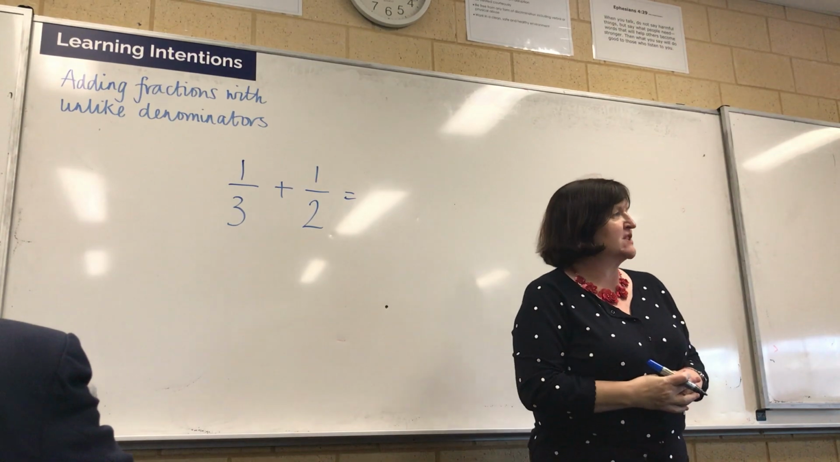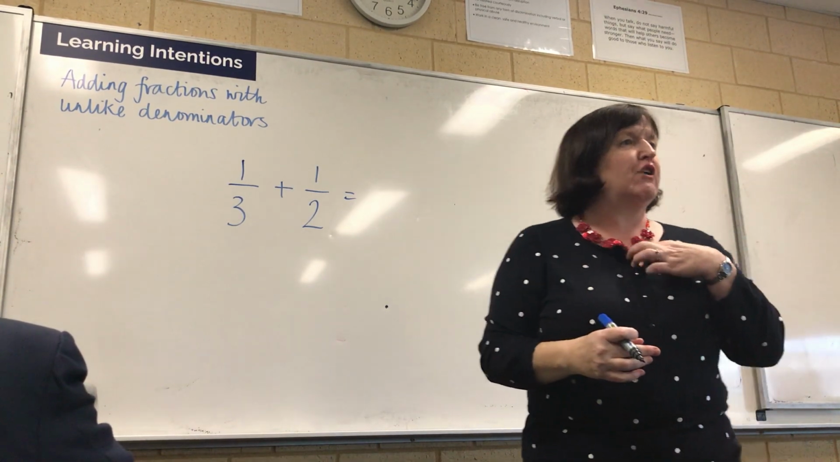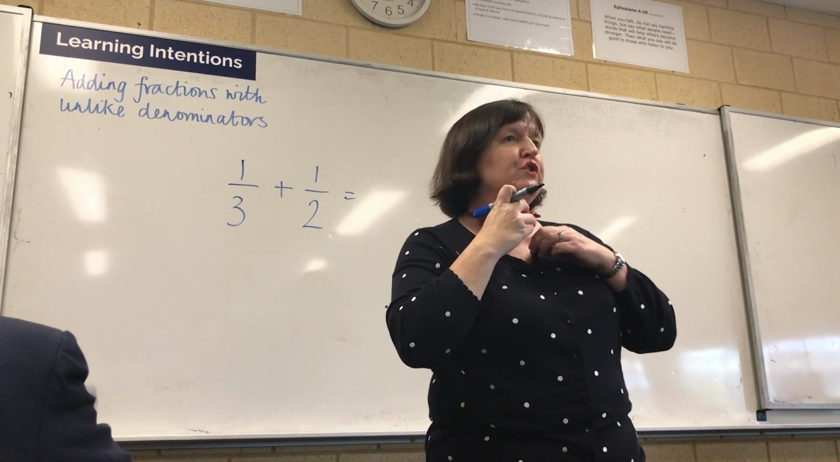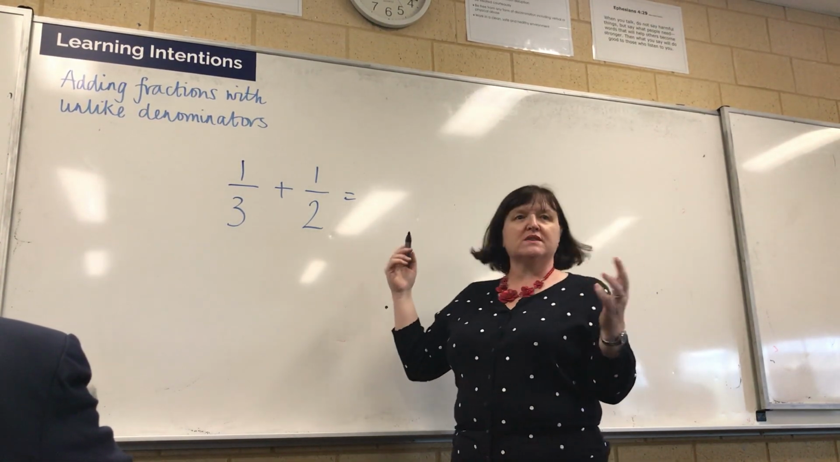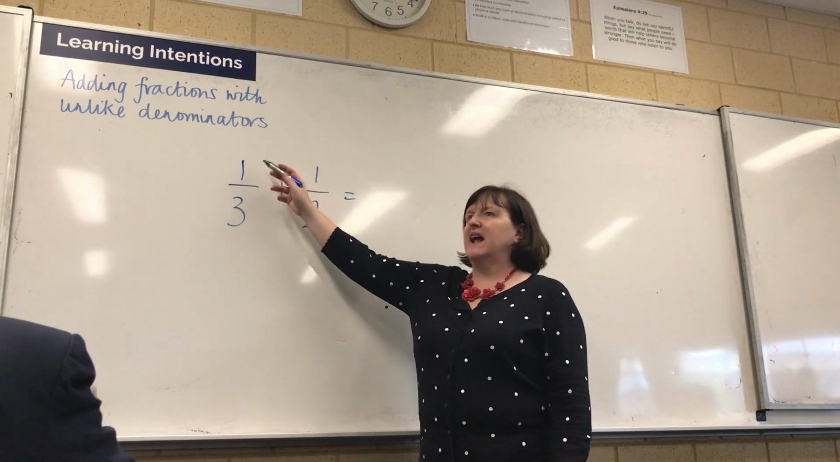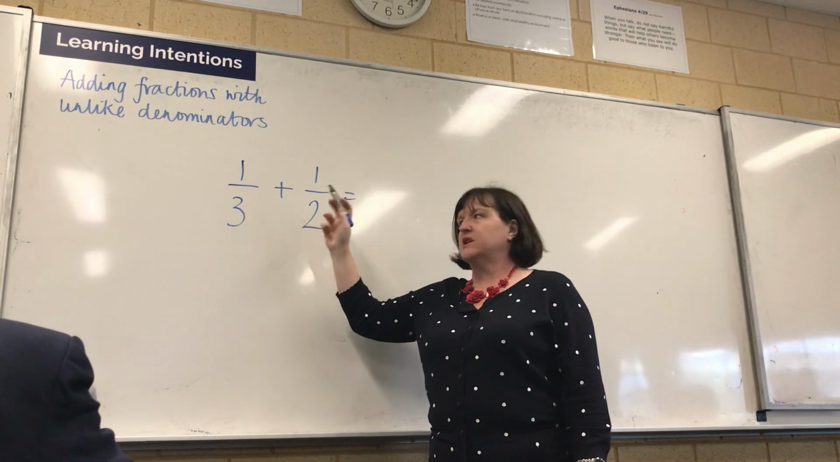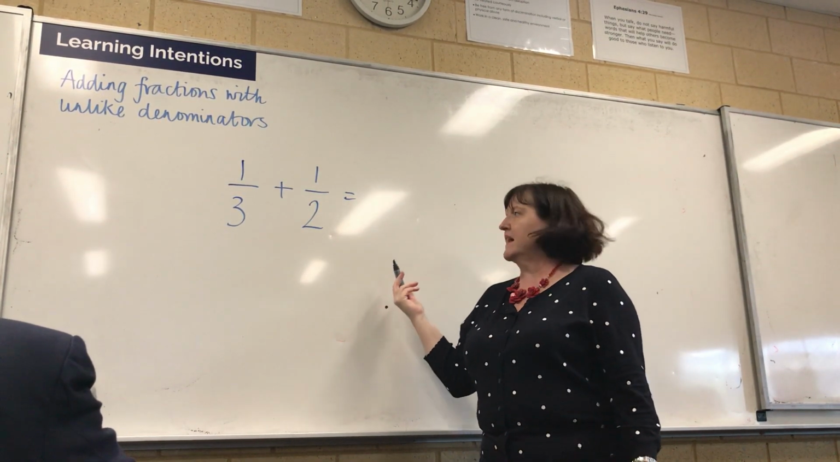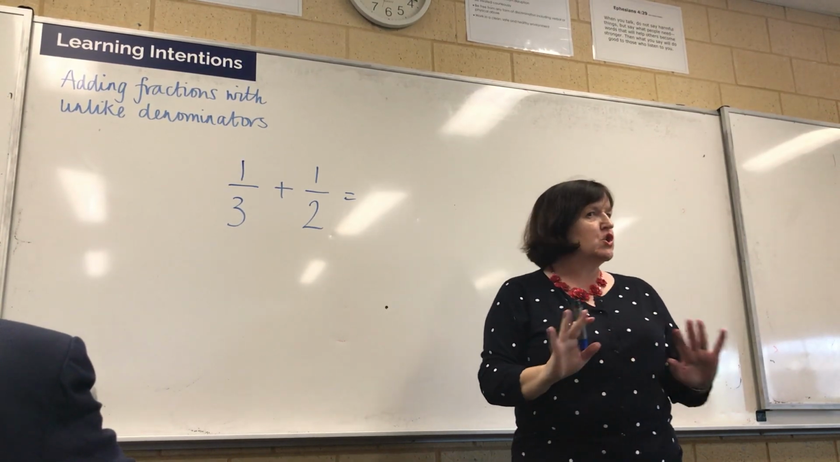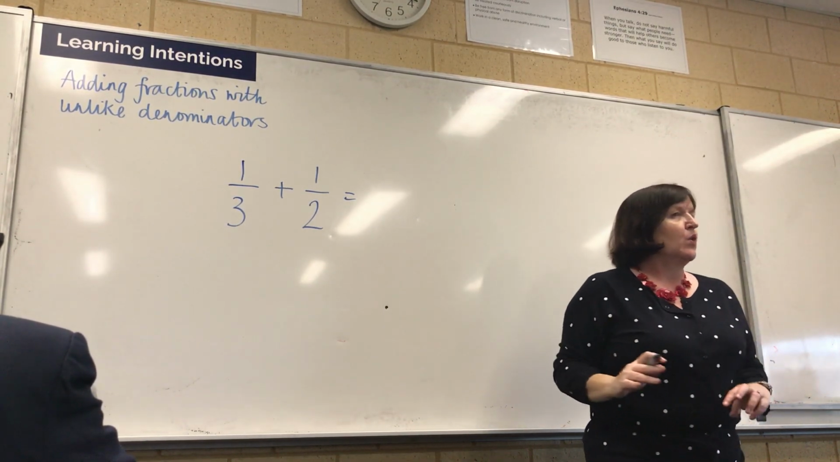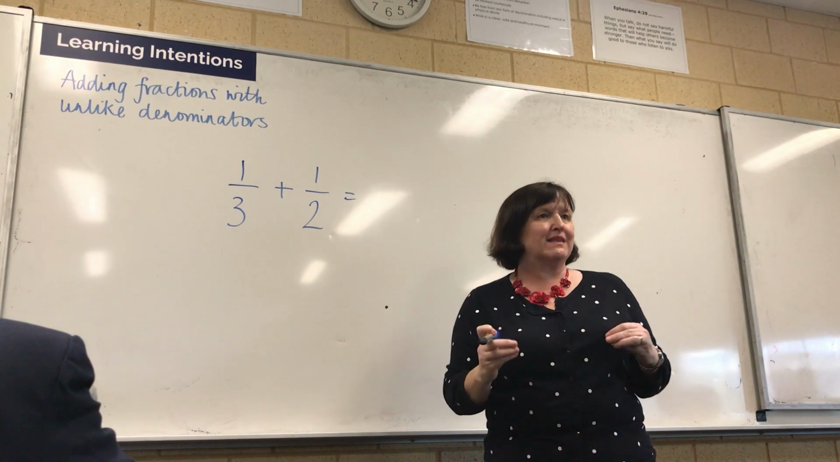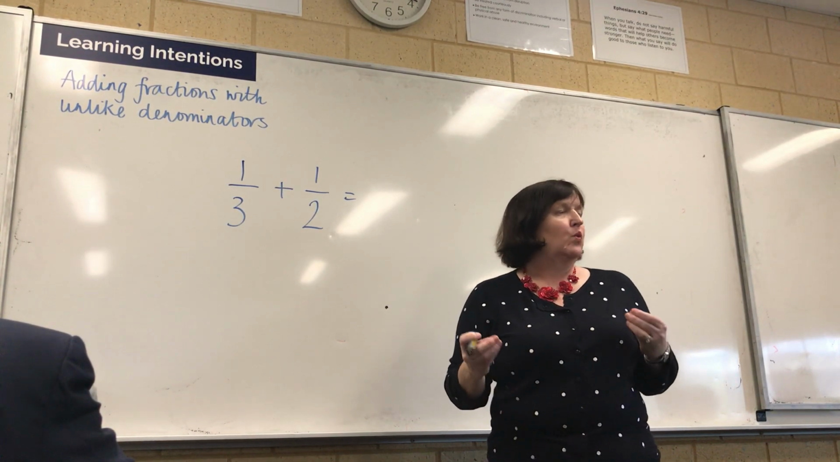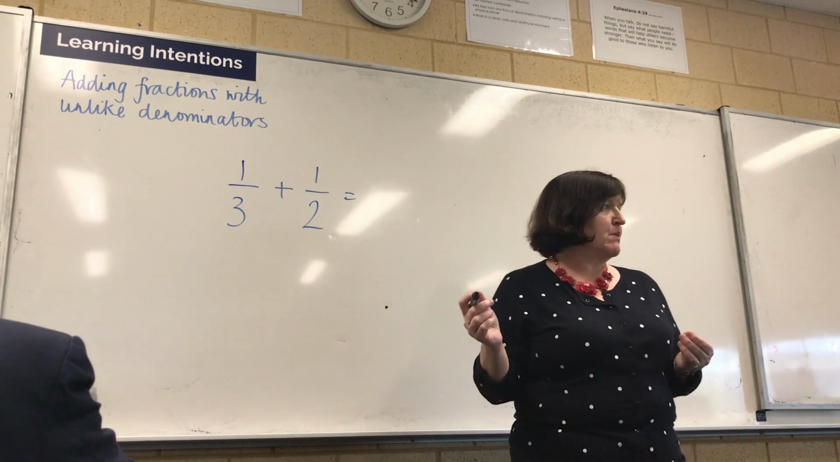Now, if I had $1 for every student that wrote that a third plus a half is 2/5, I'd be very rich. Because what some students do is they look at it and think, oh, well, I'll add the top numbers together, that gives me 2, and I'll add the bottom numbers together, that gives me 5. That's not how you do it at all. What we have to do with these fractions is make them the same. We can't add them together at the moment because they're different.